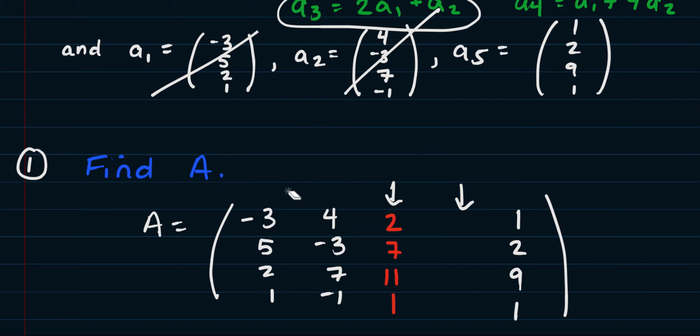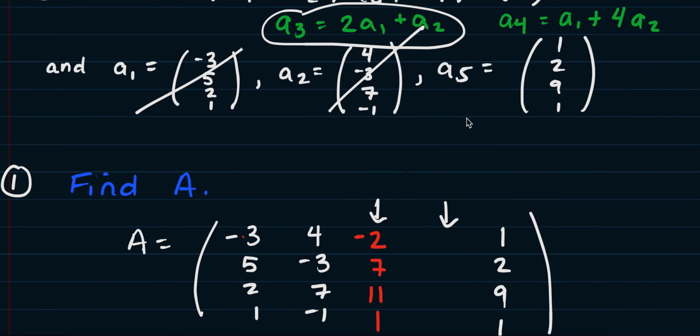So just double check. I think this should be -2, right? 2 times this one, that's -6 plus 4 is -2. Then 7, 11, okay, I think I'm happy with that one.